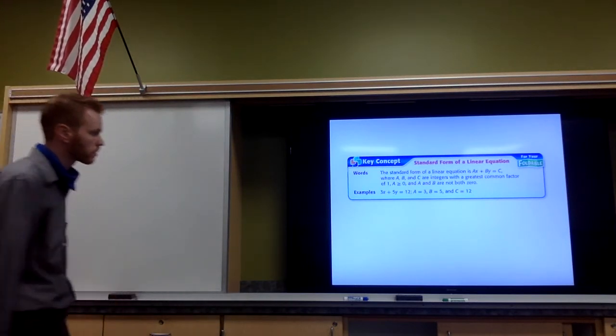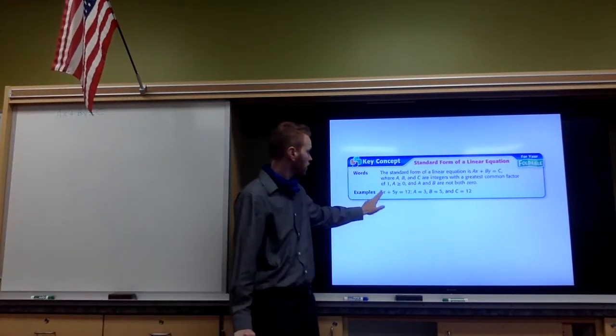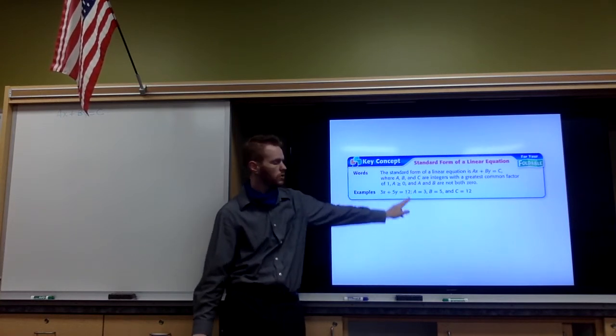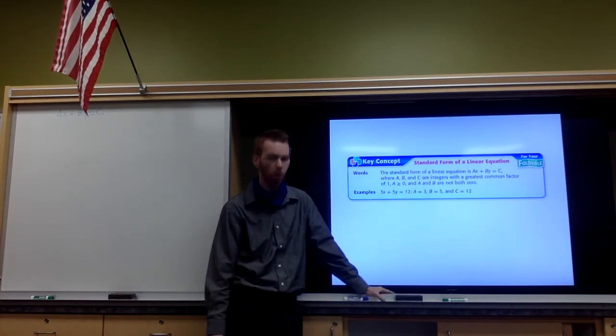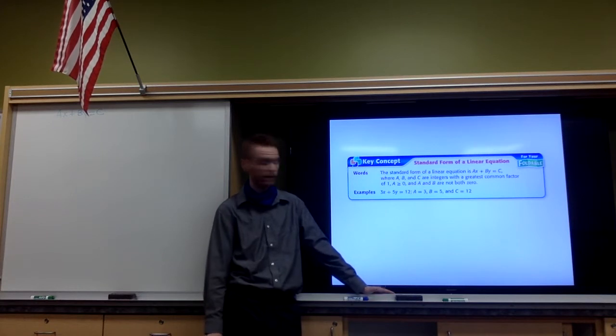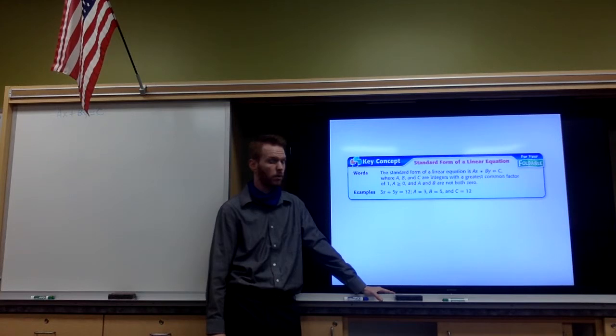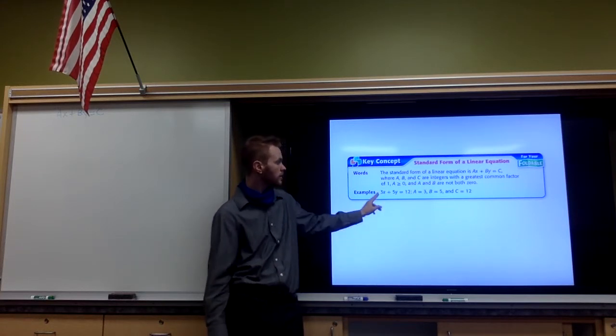So they give you some examples. Look at the examples real quick. 3x plus 5y equals 12. 3, 5, and 12, is the GCF 1? Yeah, it is, right? There's not another number that can go into those guys except 1. So that works. That's the important part here.